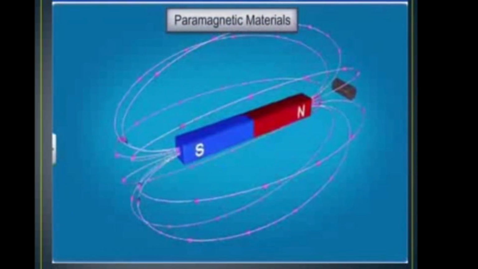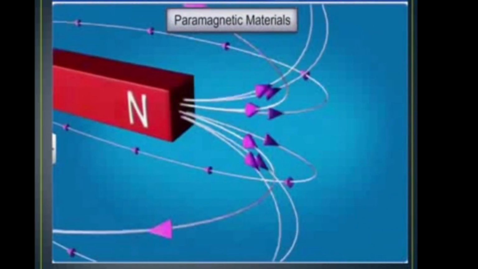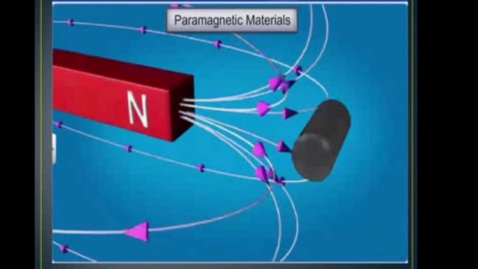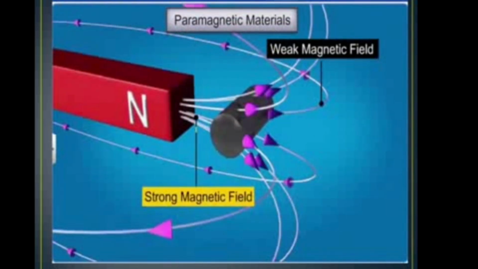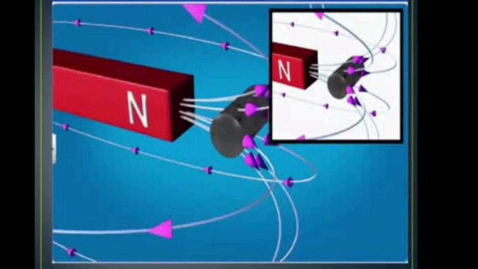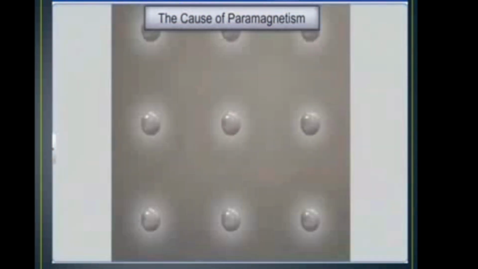The second type is paramagnetic materials. In paramagnetic materials, each atom and molecule has a net magnetic dipole moment, the vector sum of orbital and spin magnetic moments. When a paramagnetic material is placed in a magnetic field, it moves from the weak magnetic field to the strong magnetic field. That type of material is called a paramagnetic material.